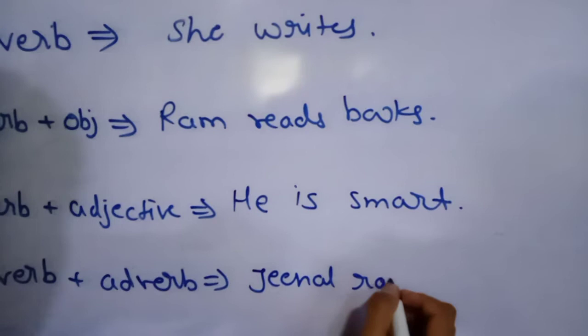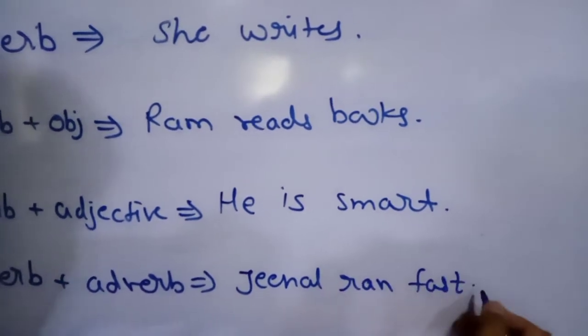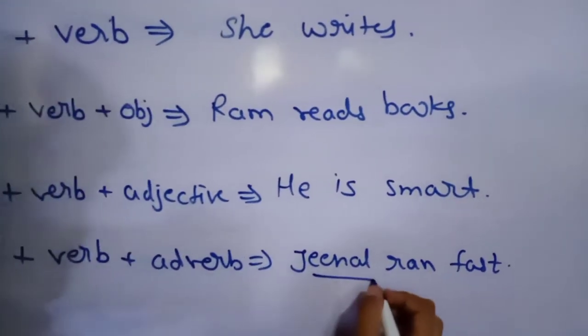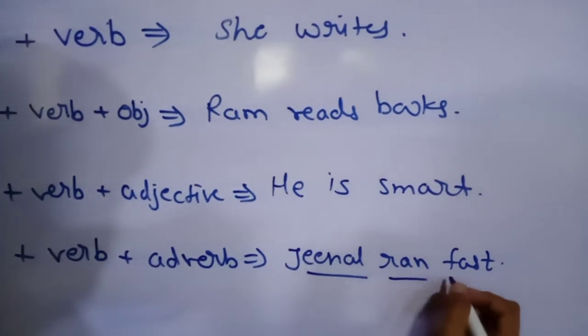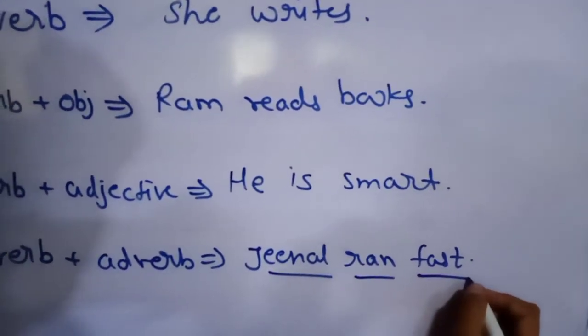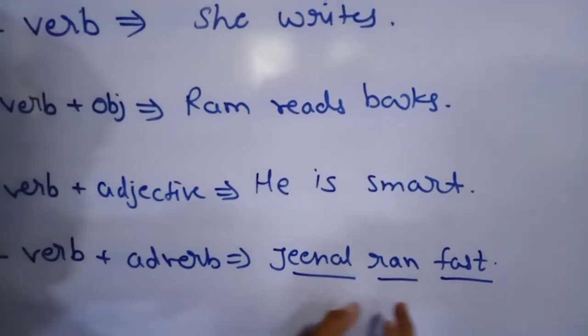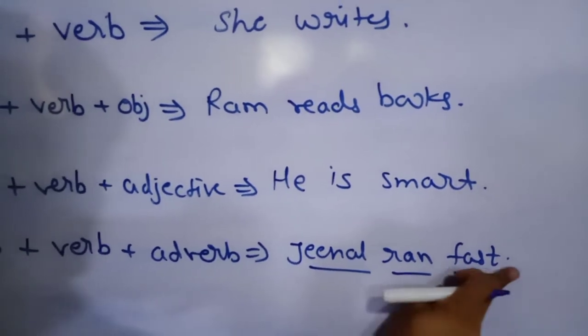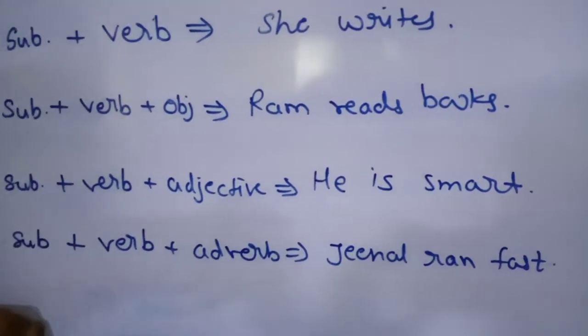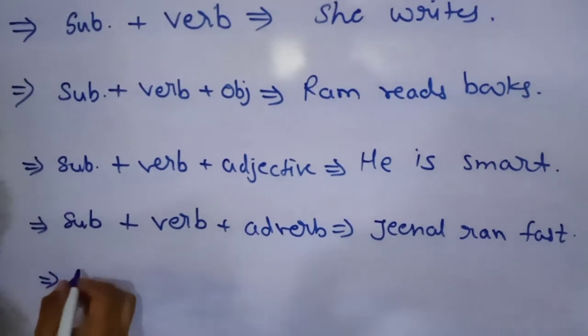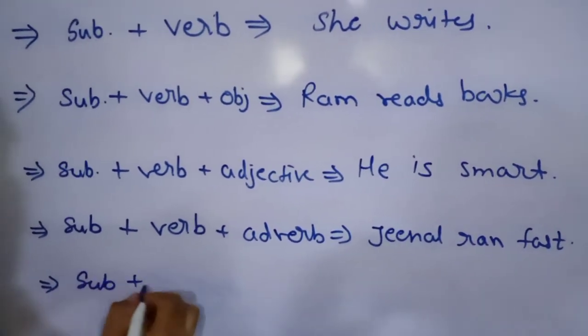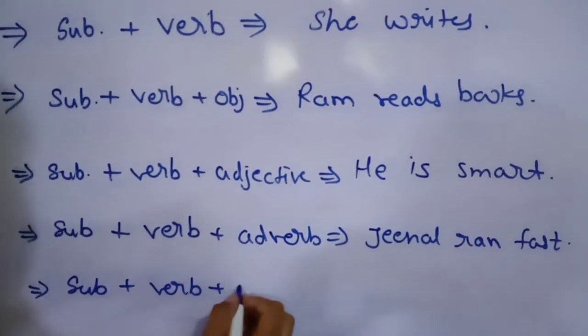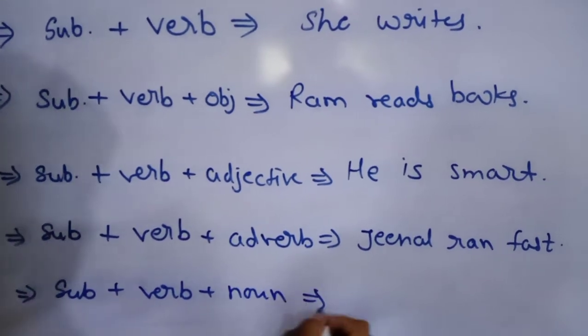Jinal ran fast. Jinal is the subject, ran is the verb, and fast is the adverb. So "Jinal ran fast" is another pattern of the sentence. And the last one is subject plus verb plus noun.